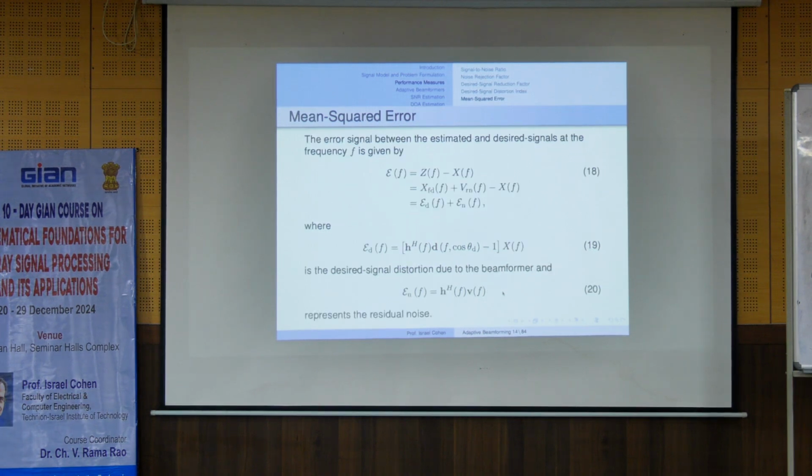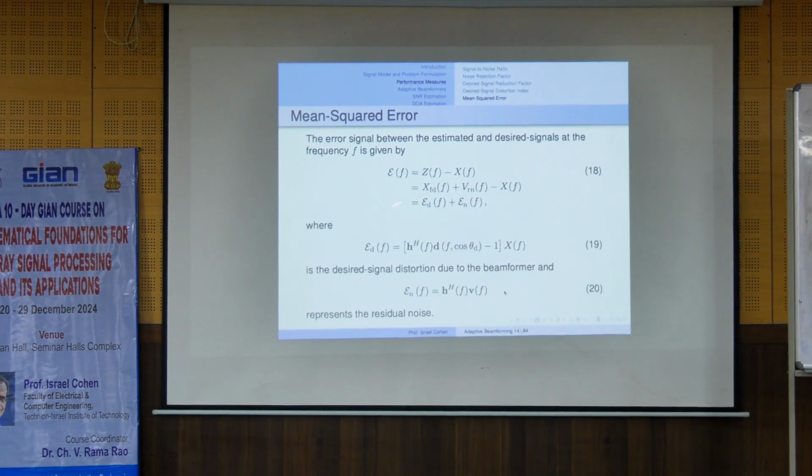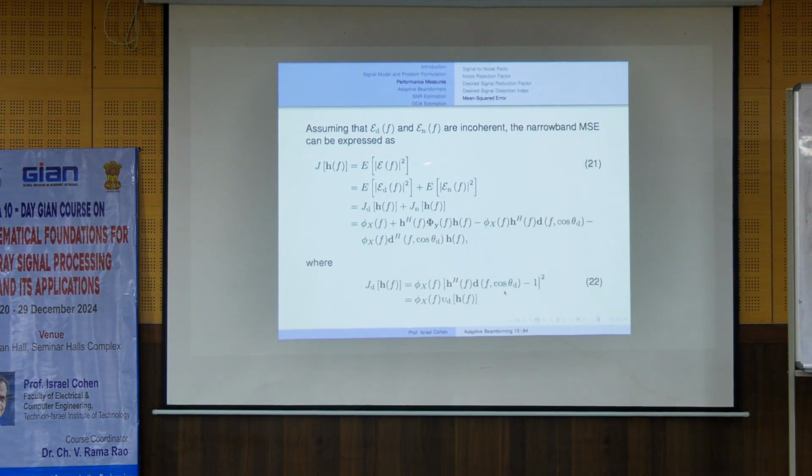Mean squared error. We couldn't define it for fixed beamforming because we don't know the statistics. But now, because we know the statistics of the signal, we can define the narrowband mean squared error, which is composed of two components. One is related to the distortion, the error in the desired signal, and one is related to the residual noise. So we have these two components.